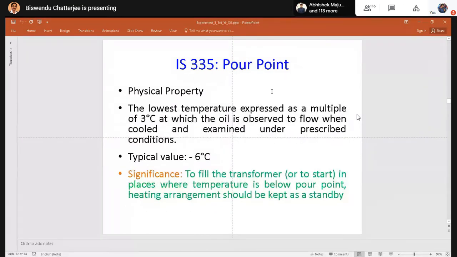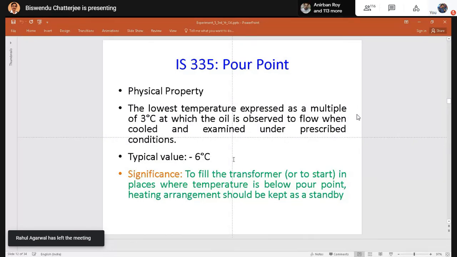Next, the pour point. It is just the reverse of flash point. It determines the lower limit: the lowest temperature, expressed as a multiple of 3 °C, I will tell you later, at which the oil is observed to flow when cooled and examined under prescribed conditions. Typical value is -6 °C. At -6 degrees, the oil is observed to flow. Just it flows. What is the significance?